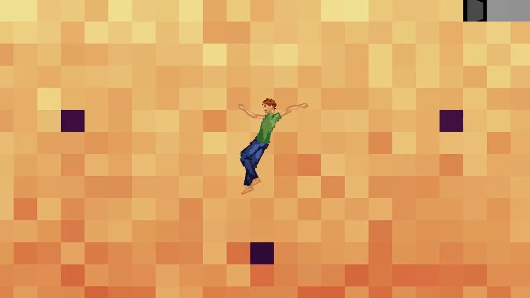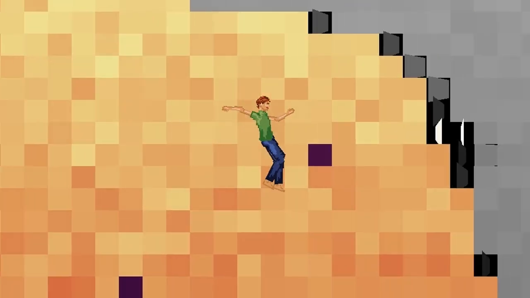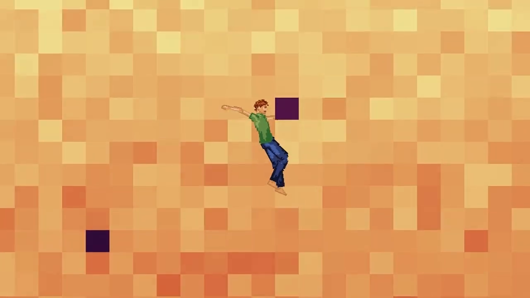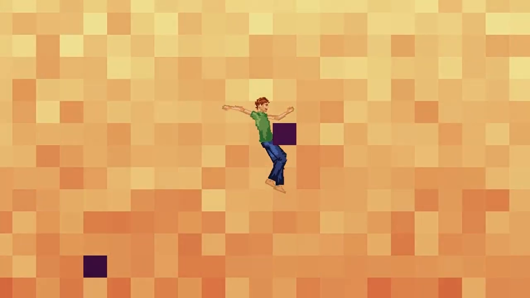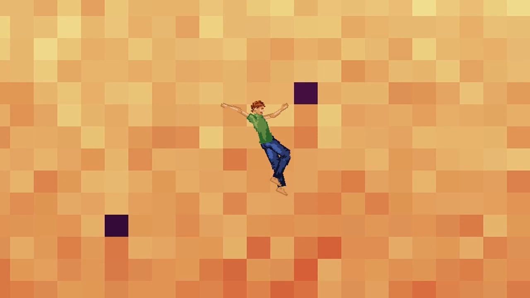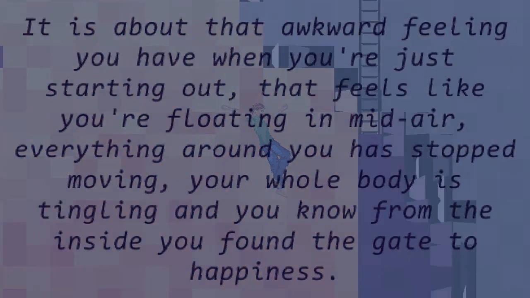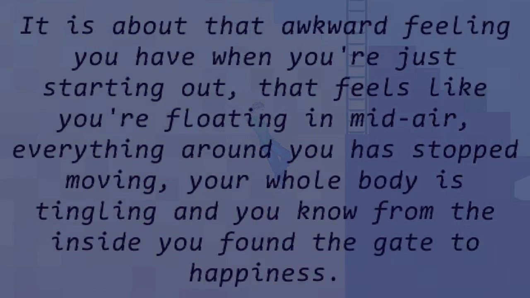I can't fall, but I'm doing some other weird little dance. Can I fly? I'm holding up, and instead of jumping, though, I just seem to not be falling. It's about that awkward feeling you have when you're just starting out, that feels like you're floating in midair, everything around you has stopped moving, your whole body is tingling, and you know from the inside you found the gate to happiness.